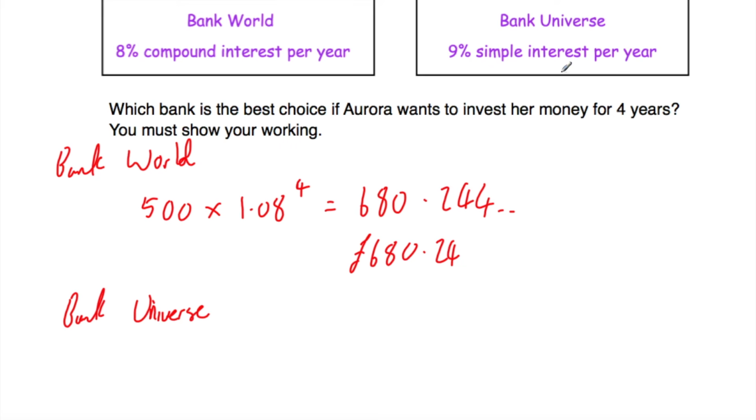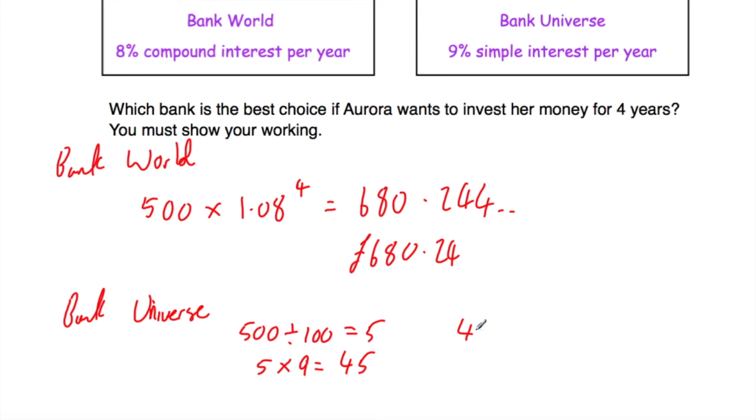It pays 9% simple interest per year. So that means that she starts off with £500. If we take the £500 and work out 9% of it, I'm going to divide it by 100 to find 1%, which is £5. And I'm going to take the £5 and times that by 9, and that's equal to £45. So that means that Bank Universe pay £45 every single year in terms of the interest because it's simple interest.